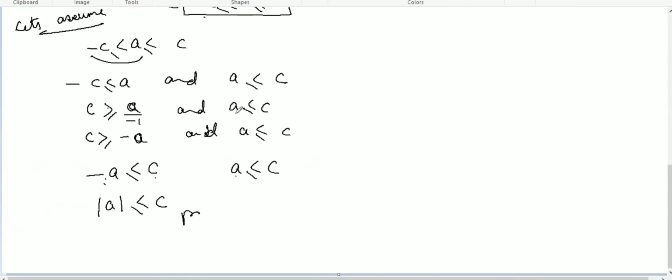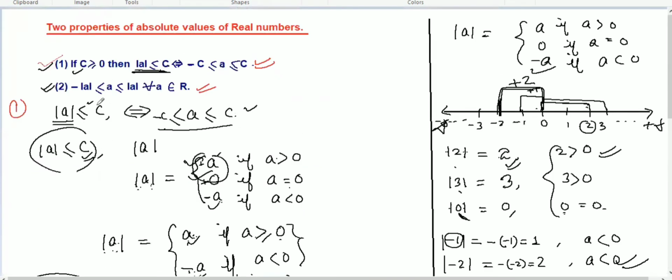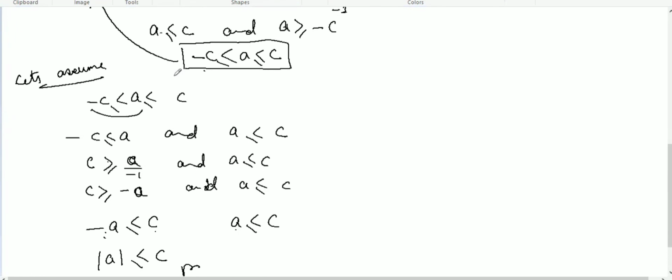Let's understand the second part of the properties. The second property says A will be greater than or equal to minus of absolute value of A and less than or equal to the absolute value of A, for all A belonging to the real numbers. So I'm going to explain the second property here.